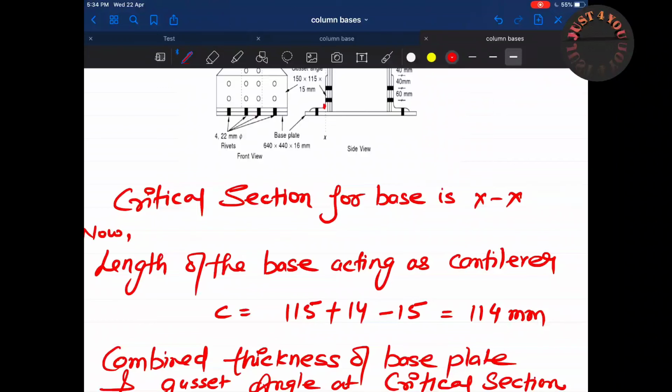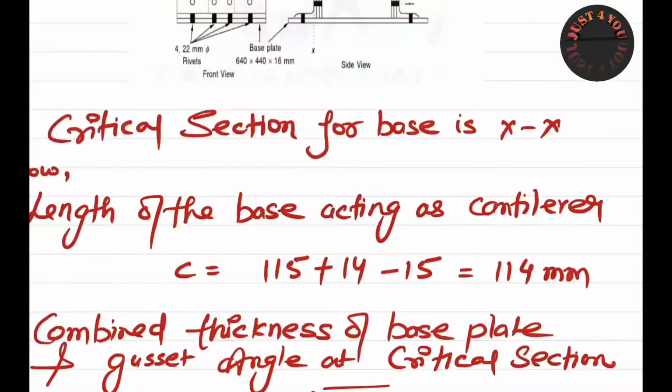Now we will find the length of the base acting as cantilever. The cantilever can be calculated as 115, here is the length of the angle, that is 115, plus 14 mm is the projection, minus 15, it is the thickness of the angle. So the length of the cantilever is 114 mm.